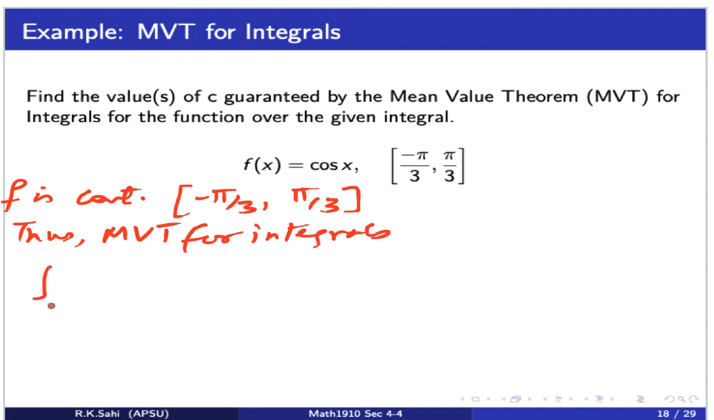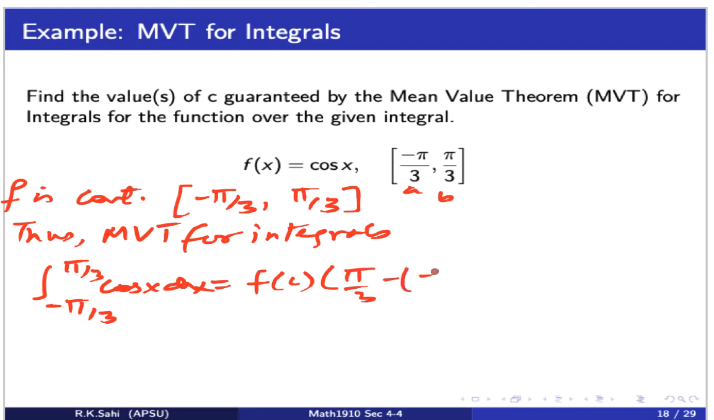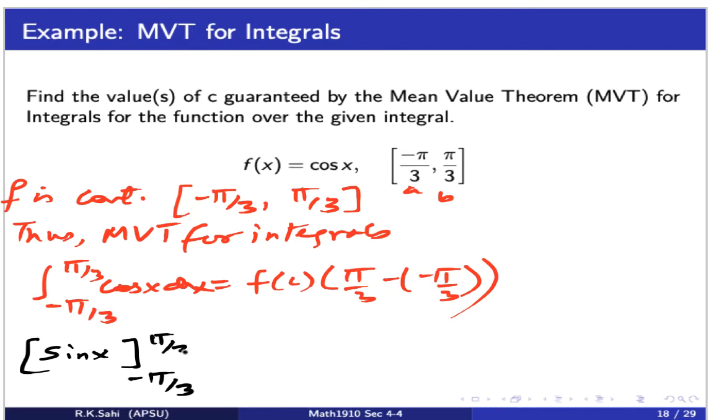the integral from minus pi thirds to pi thirds of cosine x dx equals f of c times (b minus a). Now remember, this is your a, this is your b: pi thirds minus minus pi thirds. If you remember, the cosine integral is sine. So the left-hand side of the equal sign is the fundamental theorem of calculus. So this one is sine x from minus pi thirds to pi thirds.